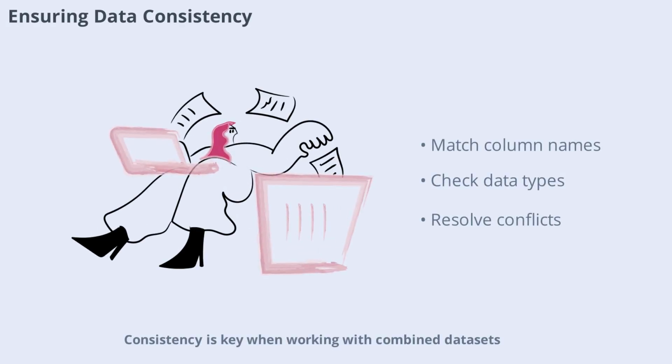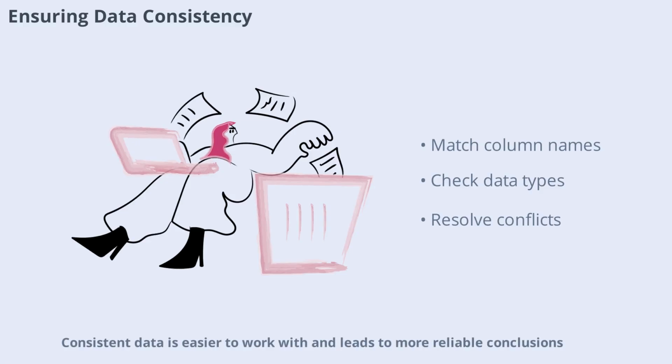Consistency is key when working with combined datasets. Check for matching column names, data types, and units. Resolve any conflicts before analysis to avoid errors and ensure accurate results. Consistent data is easier to work with and leads to more reliable conclusions.